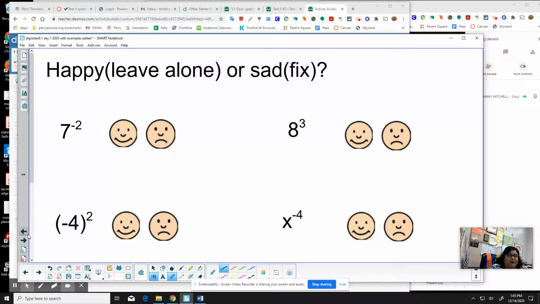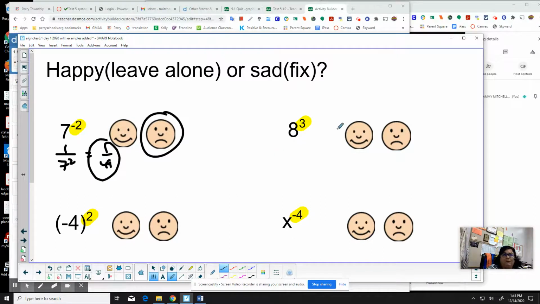And we know that by looking at the exponent. So as you look at the exponent, you should be able to say whether or not it is happy or sad. Happy means leave it alone. Sad means we're moving it. So this one right here is unhappy. So we would have to move it to the bottom part of the fraction because it has a negative exponent. And then we could evaluate 1 over 49.